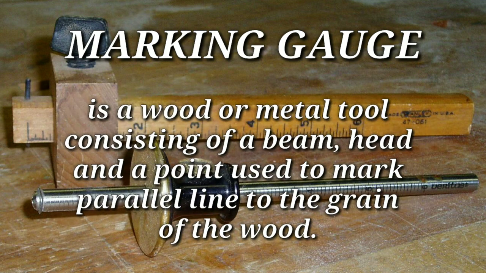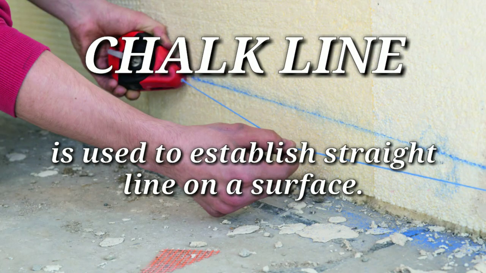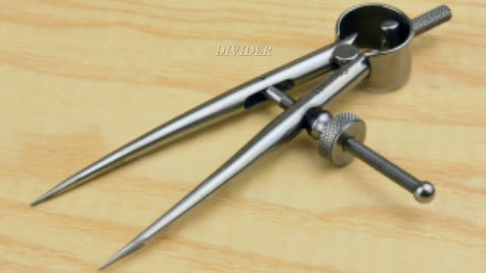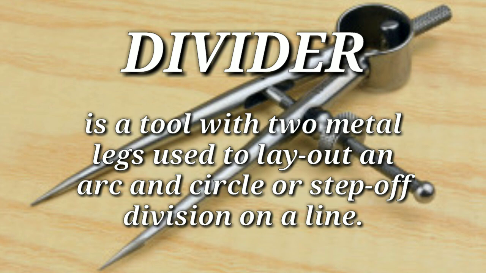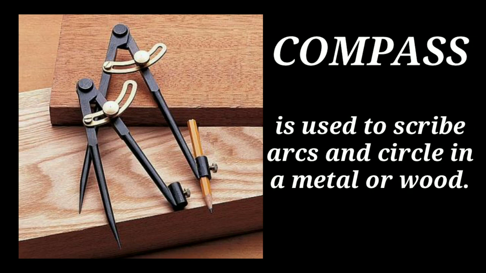Marking gauge, wood or metal tool consisting of a beam, head, and a point used to mark parallel line to the grain of the wood. Chalk line, used to establish a straight line on a surface. Divider, tool with two metal legs used to lay out an arc and circle or step up division on a line. Compass, used to scribe arcs and circles in a metal or a wood.